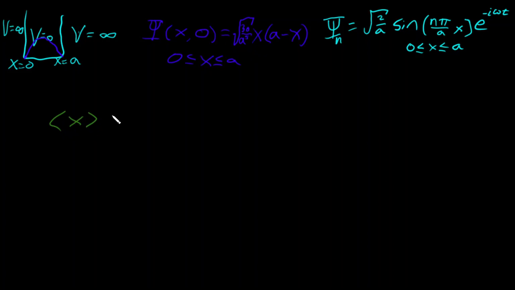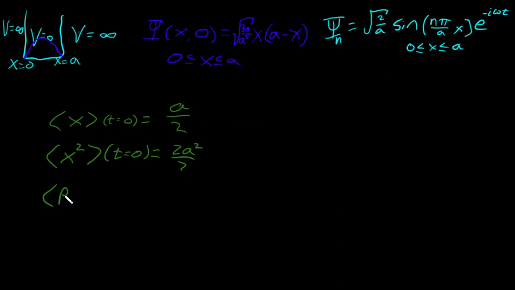the expectation value of position at time equals 0. Right, that's how I'll write it. Actually, I'll write that <x> at t equals 0 is a over 2, which makes sense, right? If the expectation of the position is right in the middle. The expectation value of position squared at t equals 0 is 2a squared over 7. If you just do these integrals, the expectation value of momentum at t equals 0 will be 0, right?